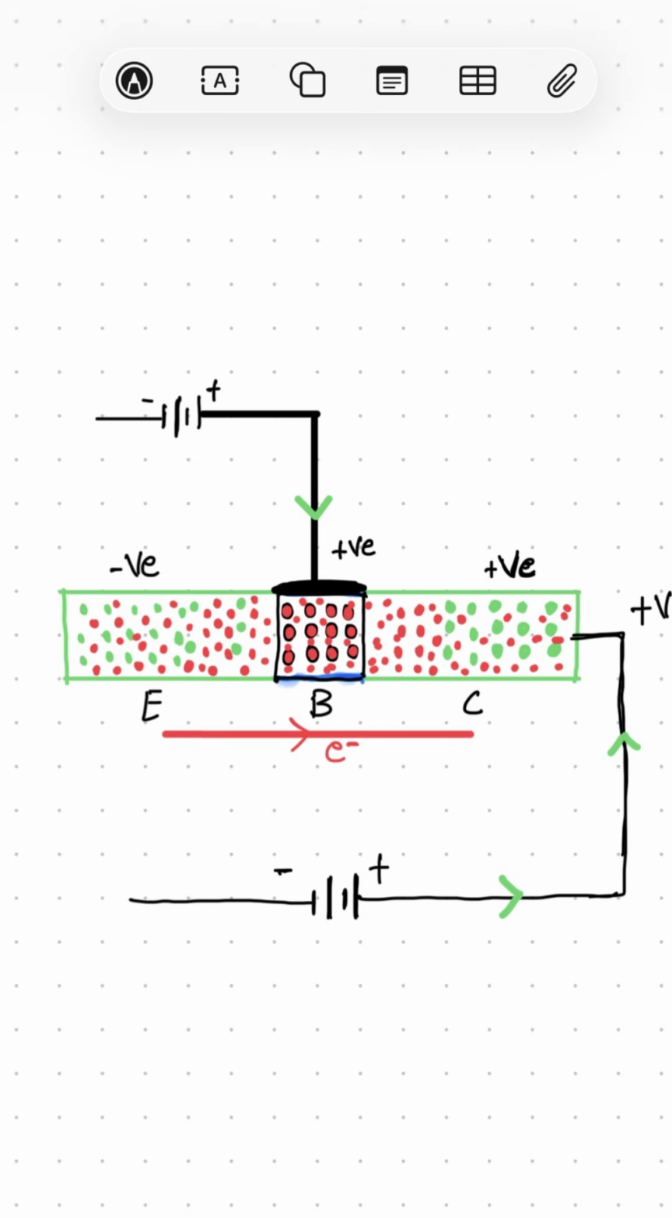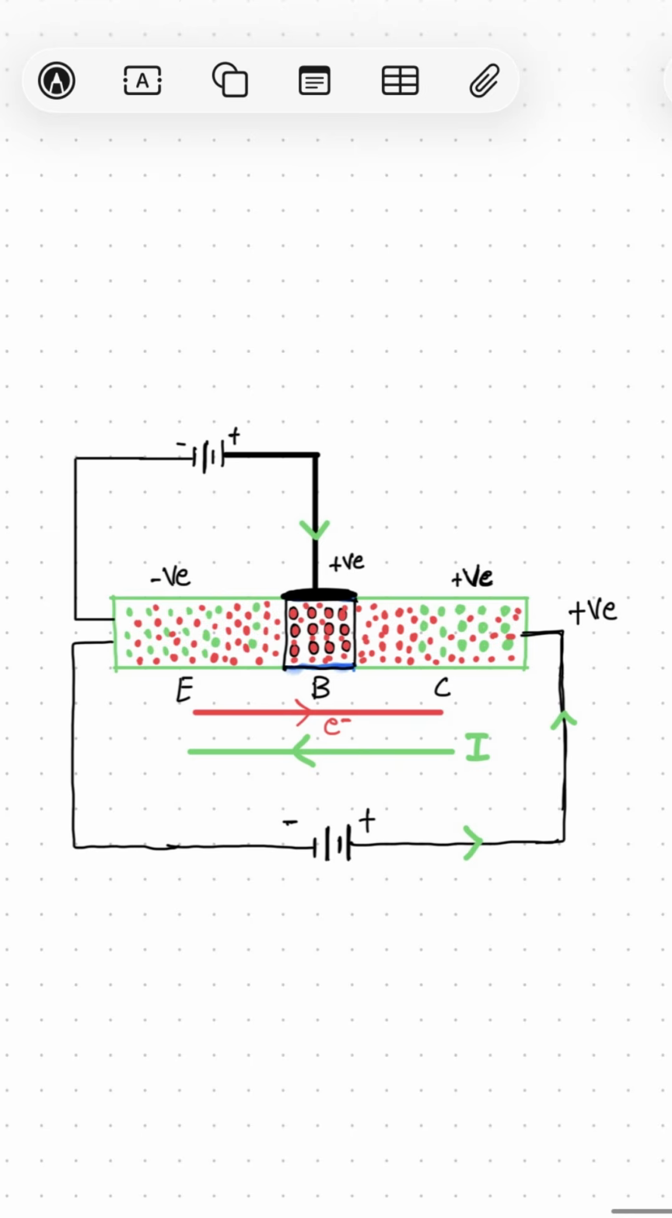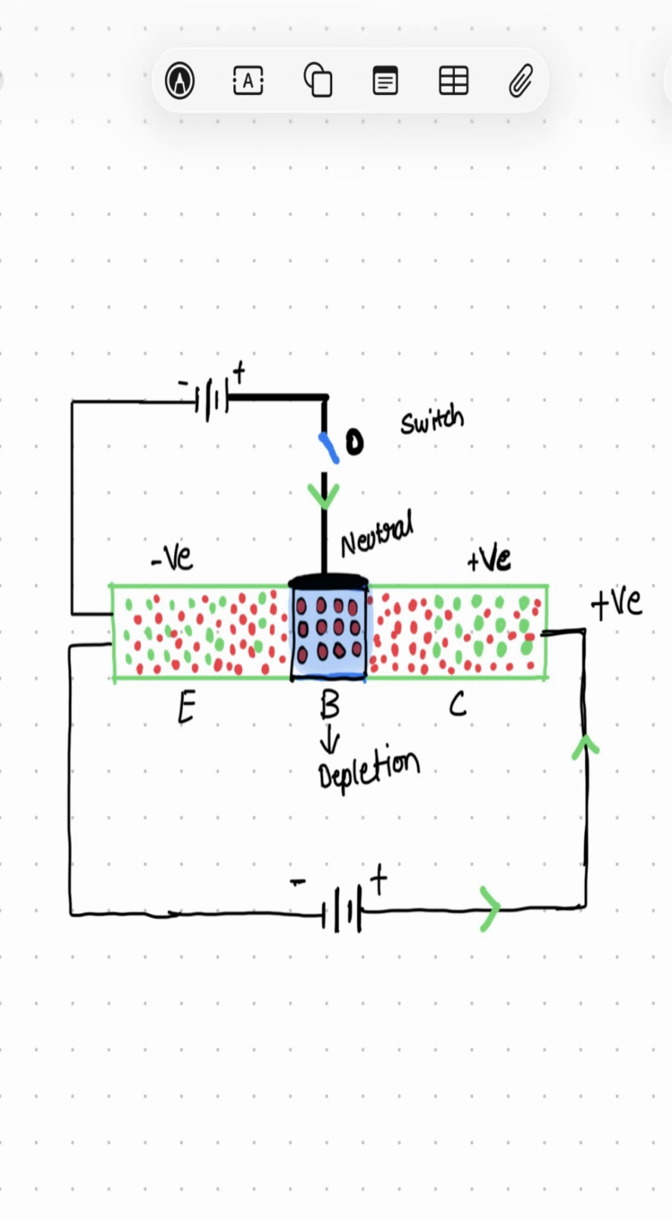As electrons flow from emitter to collector, conventional current or electricity will flow in the opposite direction, from collector to emitter. Now completing the circuit, as we give potential to the P-type, a high amount of electricity starts flowing, making the transistor on. But if we stop the voltage or potential given to the P-type, the whole P-type becomes neutral and stops the flow of electrons, creating a barrier, resulting in the transistor being off.